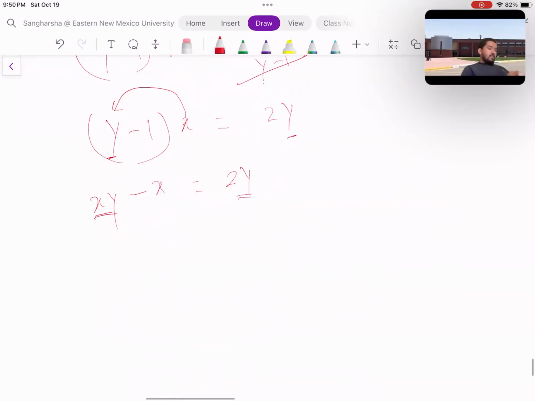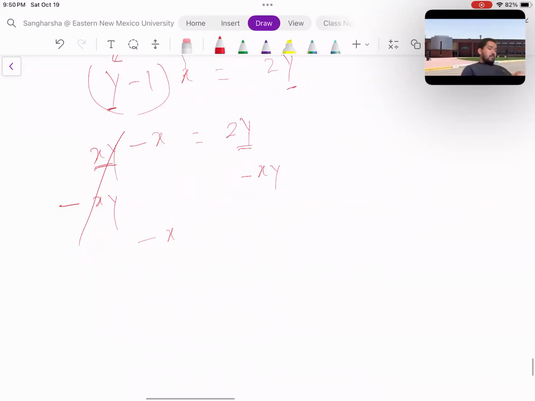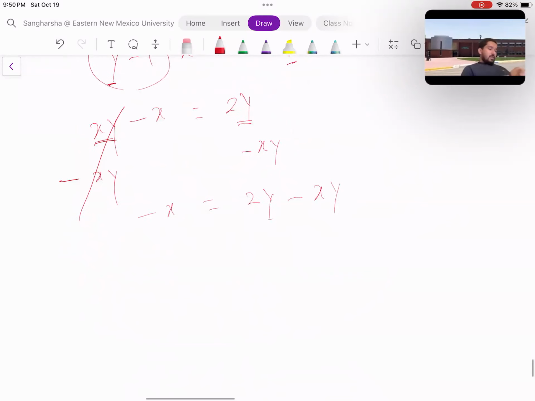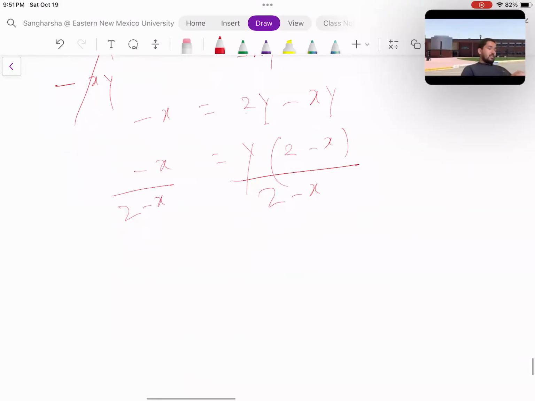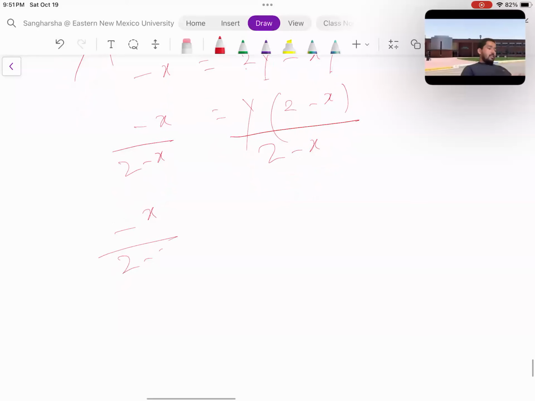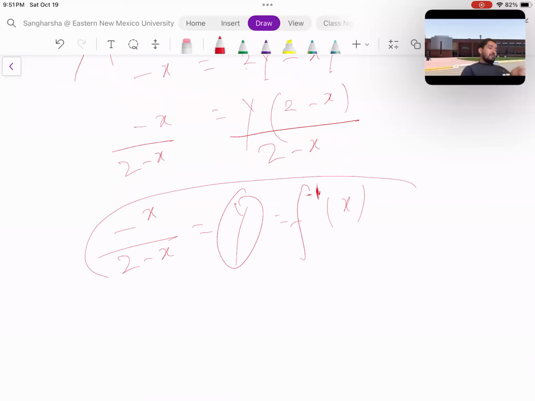This has y, this has y. So let's collect y together. Negative x equals 2y minus xy. Let's factor out y. Once you factor out y, you have y times (2 minus x). Now we need to get rid of this 2 minus x, so divide by 2 minus x. So negative x divided by 2 minus x equals y, and this y is your f inverse. This should be negative here, okay? And this is your f inverse of x.